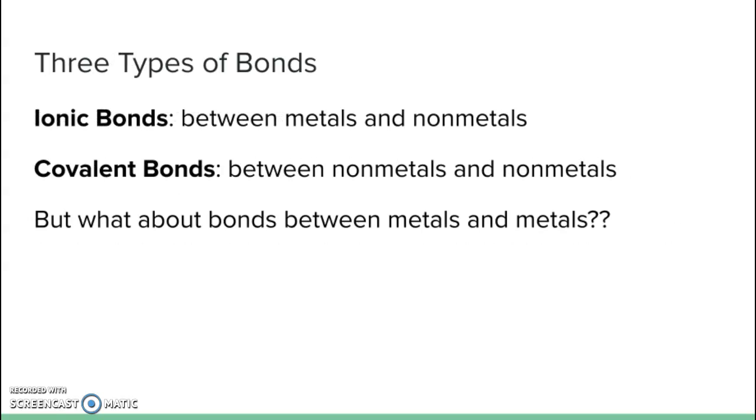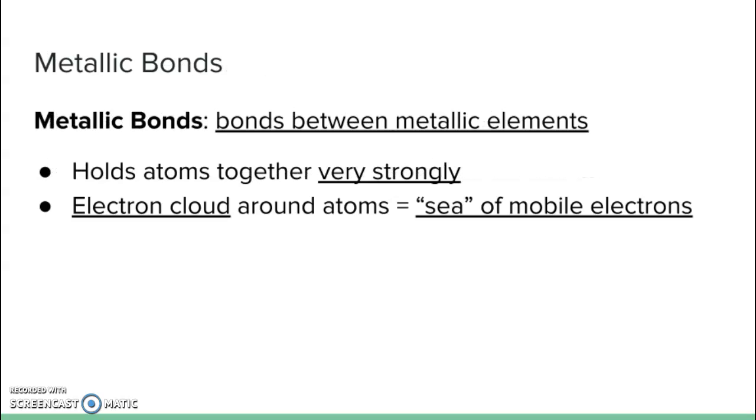So you guys have learned already that we have ionic bonds, which are between metals and nonmetals. We have covalent bonds between nonmetals and nonmetals. But what about if we have bonds between metals and metals? It makes sense that if I have metals bonding with metals, I have a metallic bond, okay? Metallic bonds are between, as I said, metallic elements, so the majority of elements on the periodic table. They are held together extremely strongly, okay?